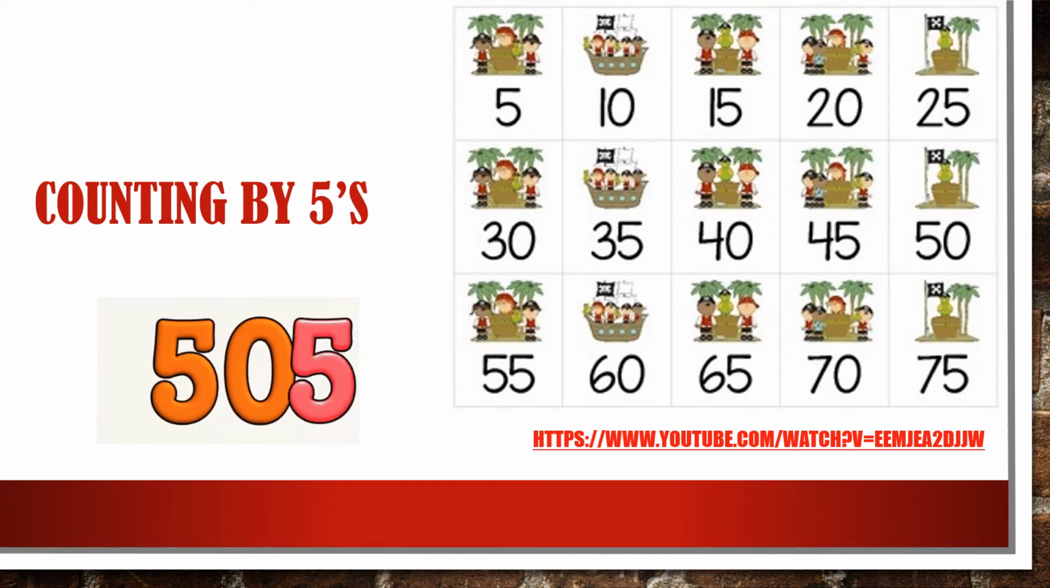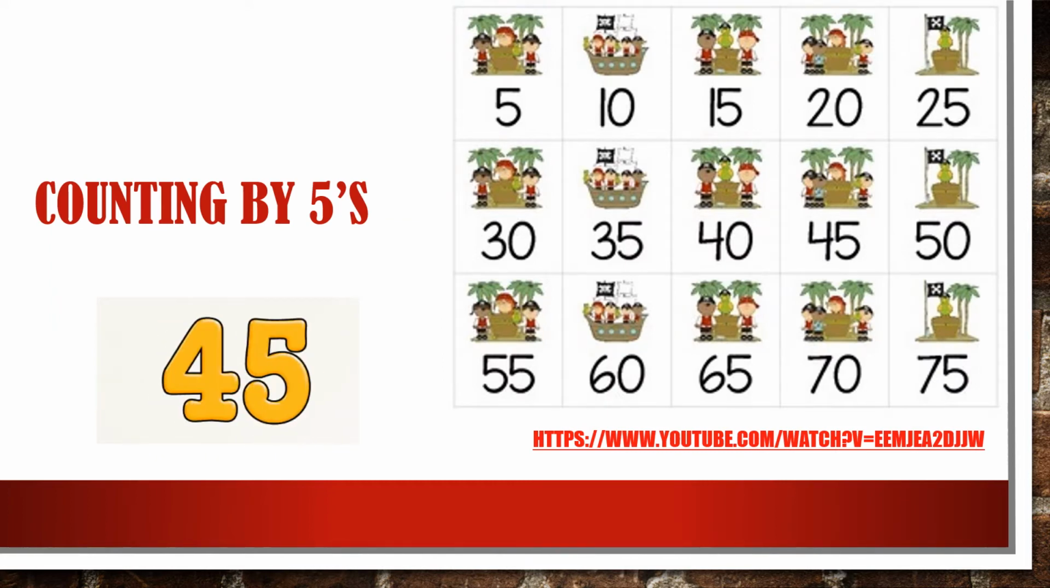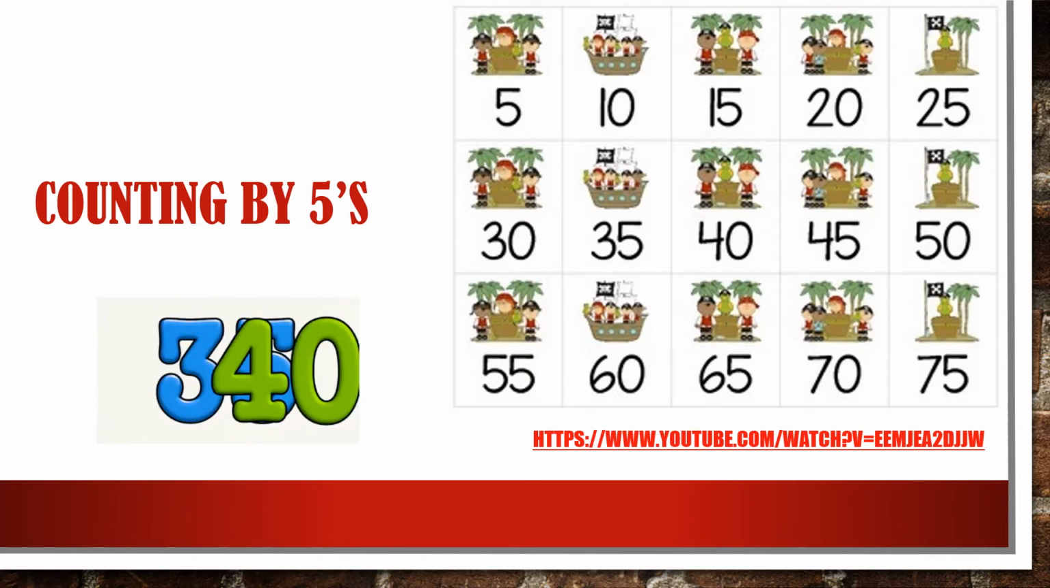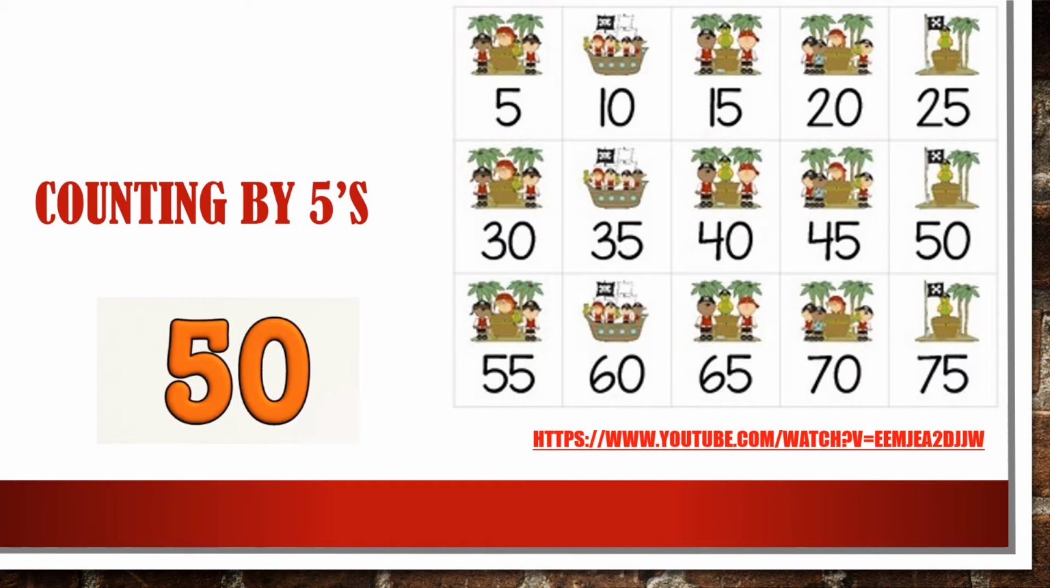Now the next one is counting by 5's. The same pattern we will be using here, but we will count by 5's. So when I count by 5's, I will skip 4 numbers in between, like 5, 10, 15, 20, 25, 30. You can take help of your fingers to count on here. For more, I want you to watch this YouTube link.